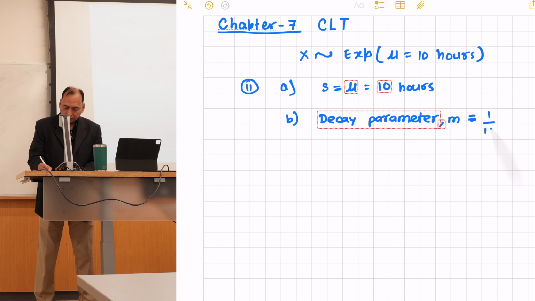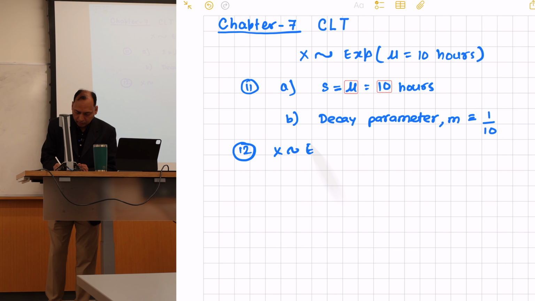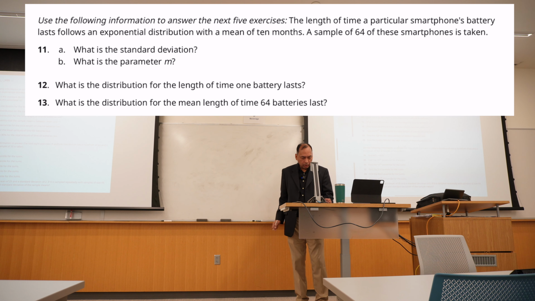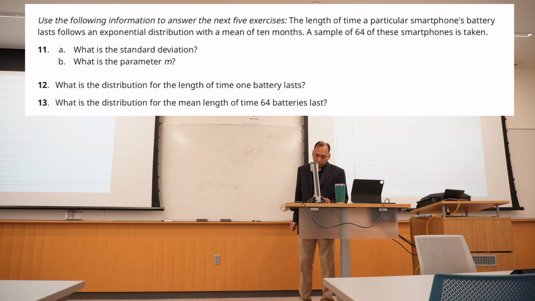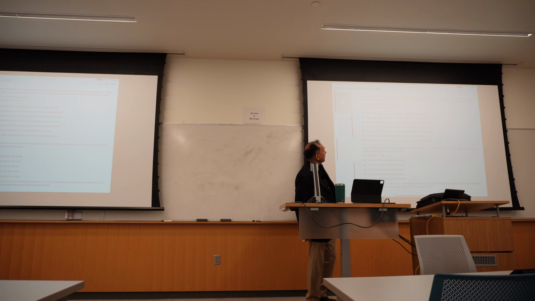Number 12, what is the distribution of length of time one battery lasts? X follows exponential with mean equals 10. 13 is, what is the distribution for mean length of time 64 batteries last? Now things are changing in 13. It's not talking about one battery, but it is talking about mean length of time 64 batteries last.